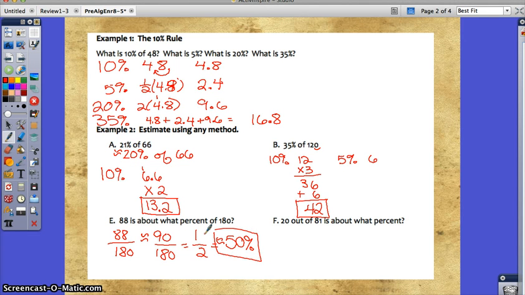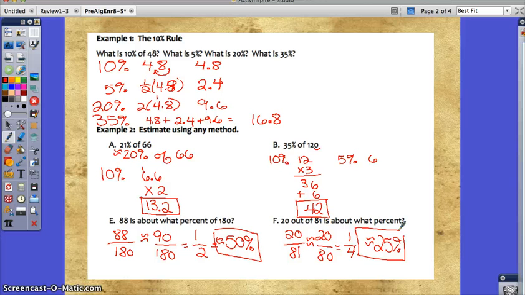And the last one, 20 out of 81, is about what percent? Well, again, 20 is the part, and we're out of the total of 81. We could approximate that to 20 out of 80, and then reduce that down to 1/4, which is going to be about 25%. So if you get it down to those fractions that you know and are comfortable with, you've seen them a lot, they're common fractions, then you can find the percent easily that way. With estimating, you might need to round a little bit, you just don't want to round a ton.